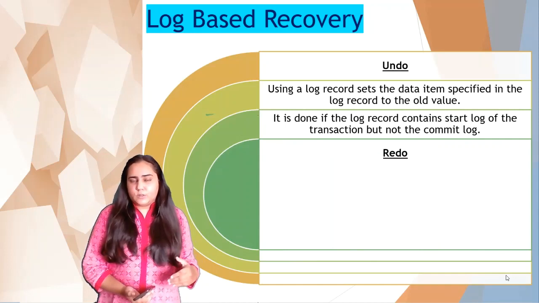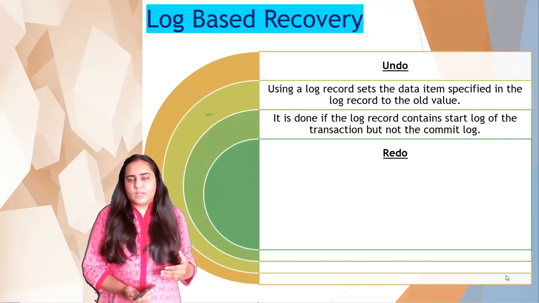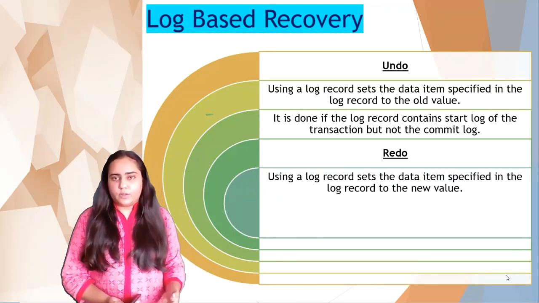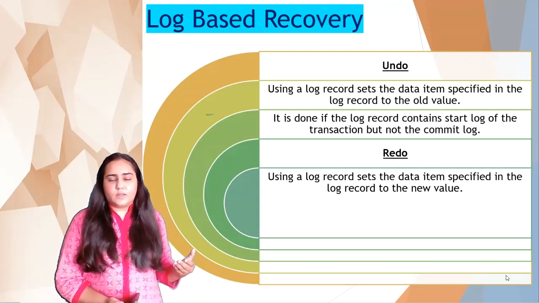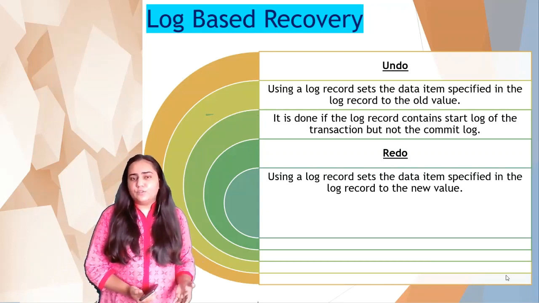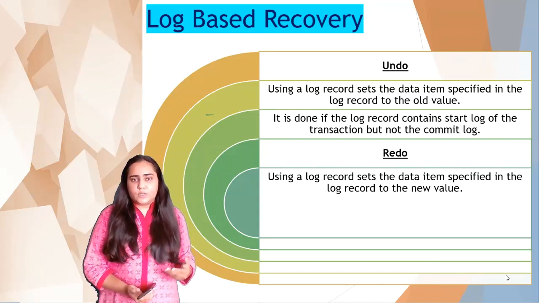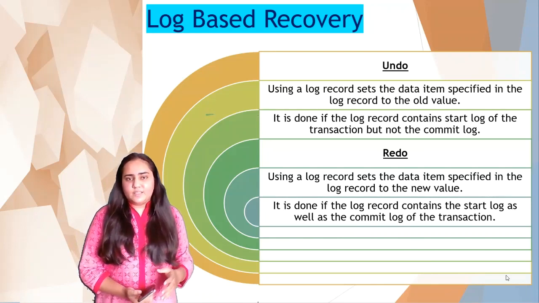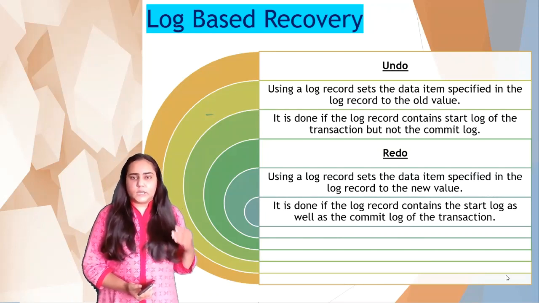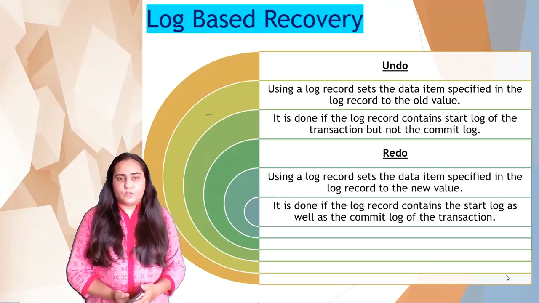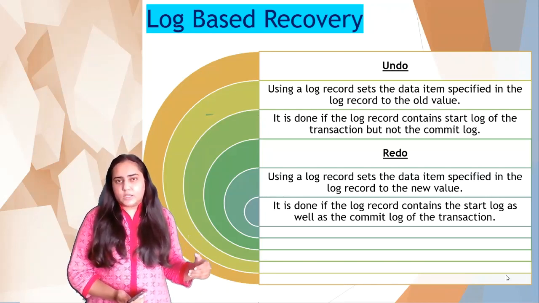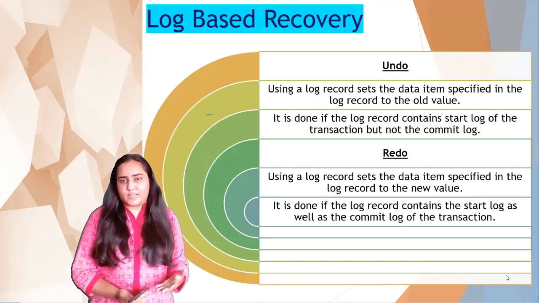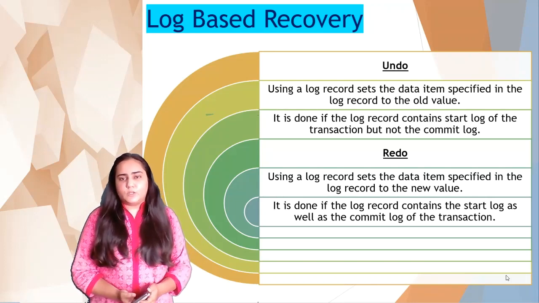The next option in log-based recovery is redo. In redo, using the log record, the data item which is specified is set to the new value. So in undo, it is set to the old value, and in redo, it is set to the new value. And this is done if the log contains the start log as well as the commit log of the transaction. So if a failure has occurred and the log contains start and commit both of the transaction, then the redo operation can be done.